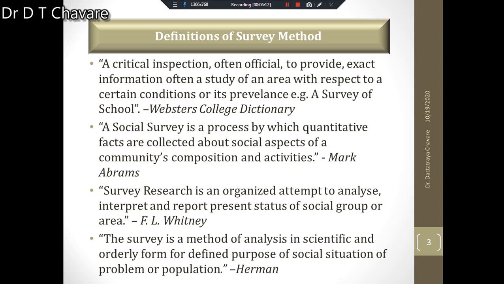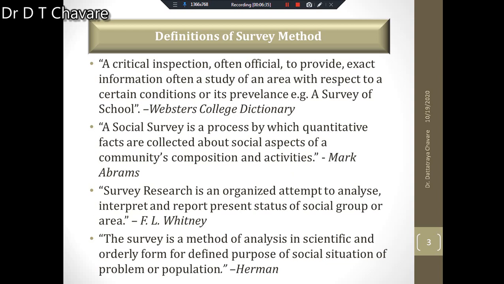Another definition I have mentioned here is by Mark Abraham. What is Mark Abraham going to say? A social survey is a process by which quantitative facts are collected. What type of facts are collected?